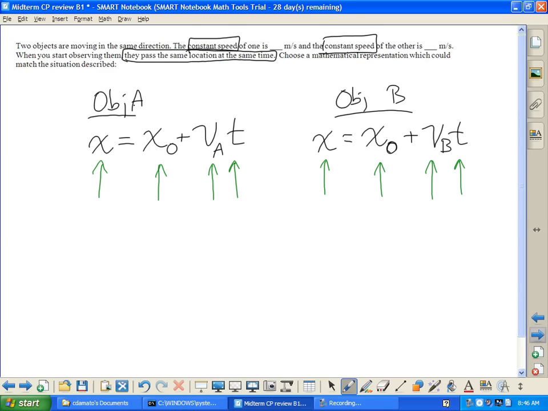Right? This x0. Because when you put in 0 for time, so when you identify the x0 quantity, it's going to need to be the same in both mathematical expressions. Your multiple choice options are going to look like this and this, where there's two mathematical expressions. So the initial position's got to be the same. Constant speed of one is blah, constant speed of the other is blah.